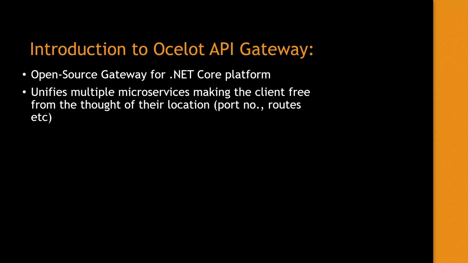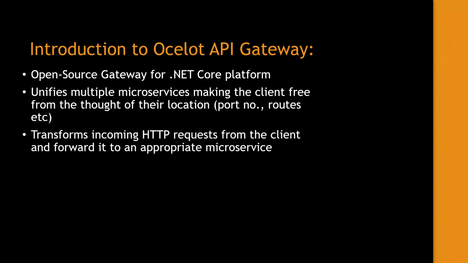So if there are 50 microservices in an enterprise app, the user doesn't need to bear the thought of their URLs for the various microservices, and that is the job of the API gateway, which is itself a microservice. And it transforms the incoming HTTP requests from the client and forwards them to an appropriate microservice.